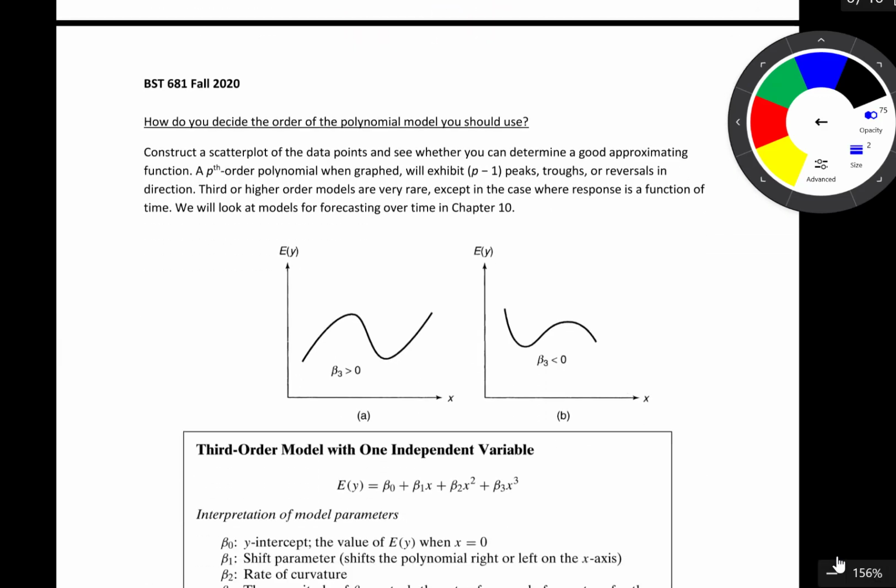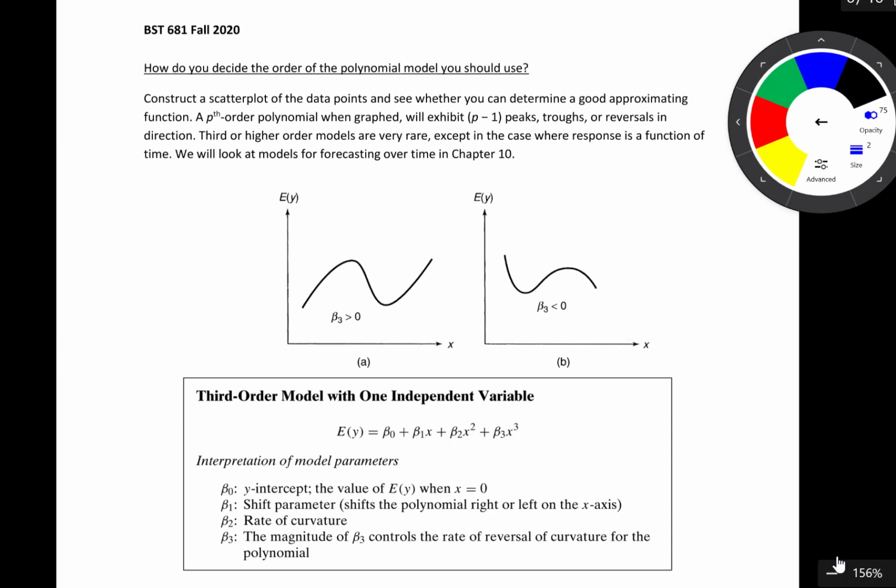Alright, so how do you decide the order of the polynomial that you should use? Generally you want to start by constructing a scatter plot of the data points and see if you can determine a good approximating function. A pth order polynomial when graphed will exhibit p-1 peaks. So for example, a second order polynomial has one peak, a first order, which is a simple linear regression, has no peaks, third order will have two peaks, and so on.